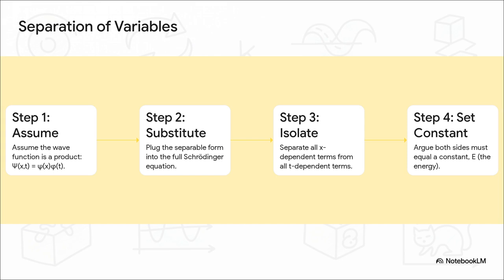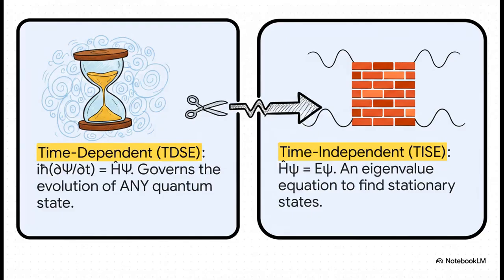The only way this can be true for all x and all t is if both sides are actually equal to the exact same constant. And here's the beautiful part. In quantum mechanics, that constant has a physical meaning. It's the total energy of the state, which we call E. So this whole separation process does something amazing. It takes that one really hard equation and splits it into two much simpler ones.